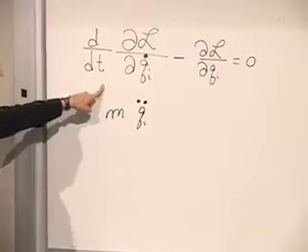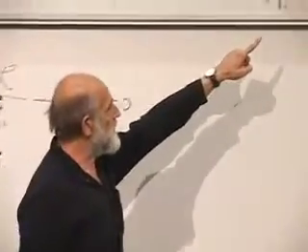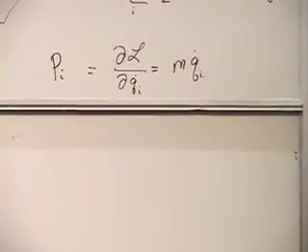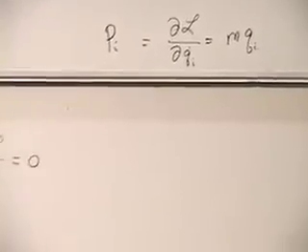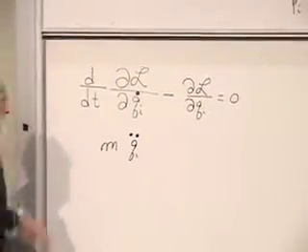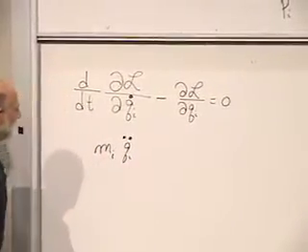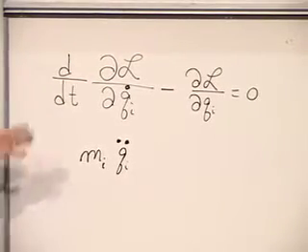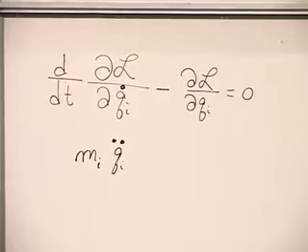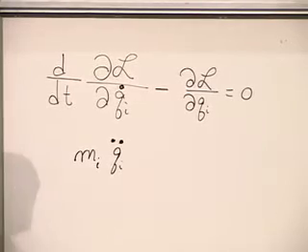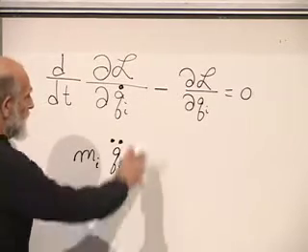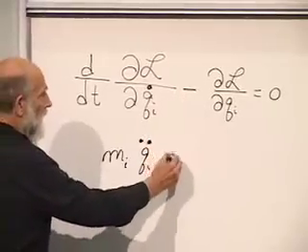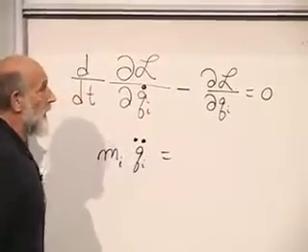An extra derivative here, and that's, of course, mass, m sub I, thank you. M sub I, q sub I double dot. What is that? That's mass times acceleration of the ith particle, as an example. And that is equal to, let's put this on the right-hand side, dL by dq sub I.